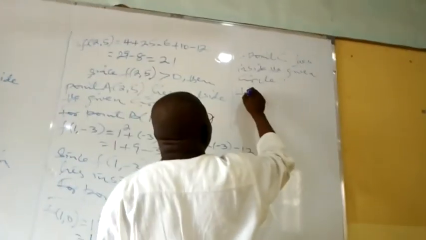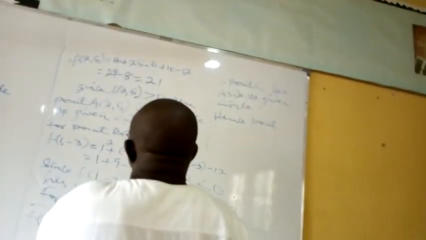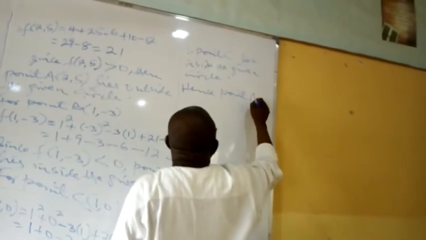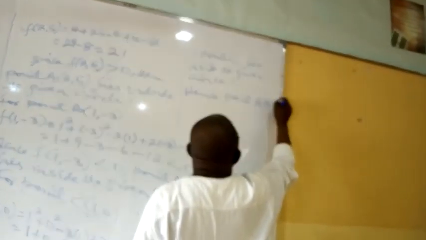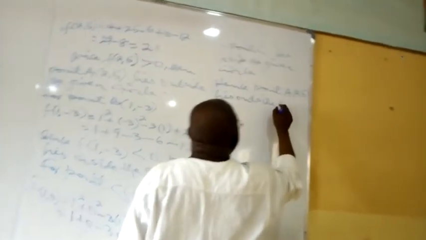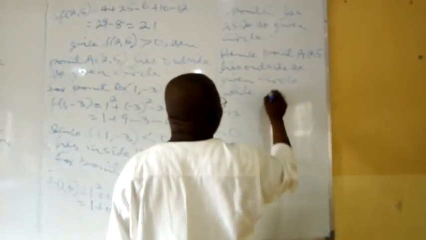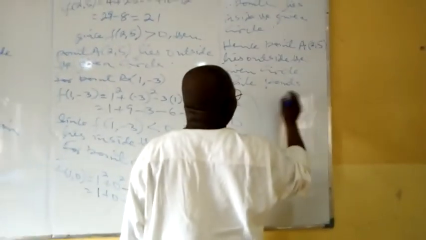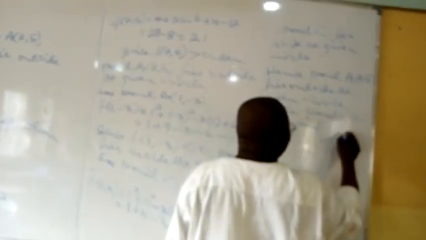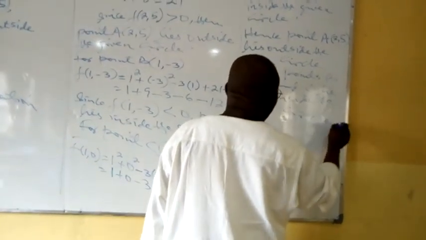So now, in conclusion, point A (2, 5) lies outside the given circle, while points B and C lie inside the circle. I'm done.